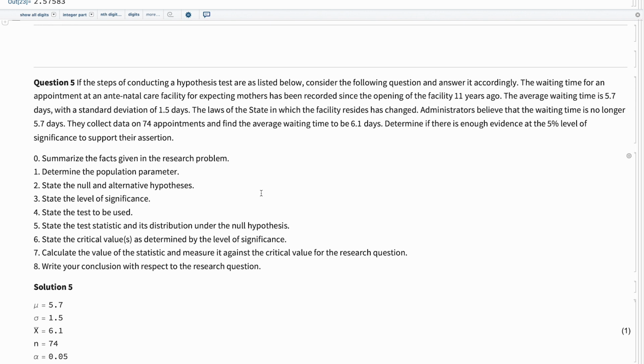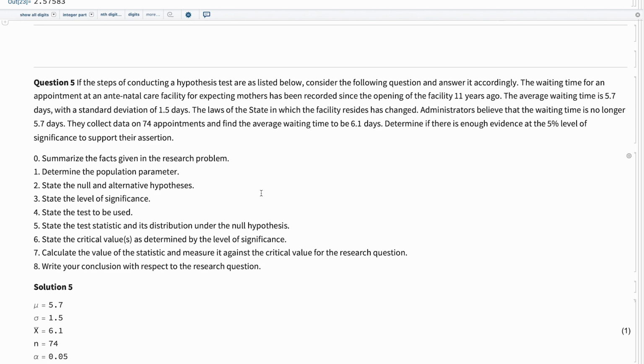Now, before we dissect our problem, let's look at these steps that I want you to follow. You can write out as many steps as you want. In this instance, I've got a 9-step process because I started at step number 0. For me, step number 0 is always to summarize the facts that I've been given in the research problem, in this instance question 5, and I just want to write it down symbolically. So I'm going to write mu equals, sigma equals, n equals. I'm going to write all those down just to summarize what I have.